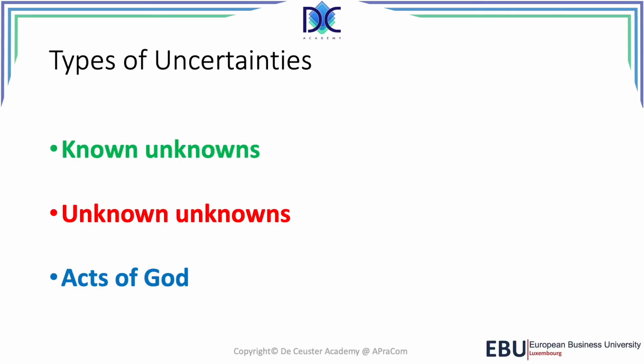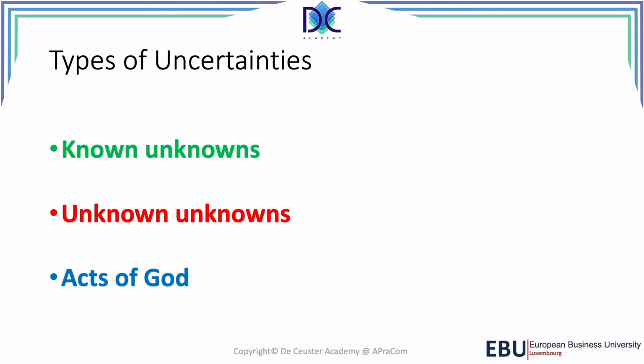Now when we look at uncertainties, we have what we call known unknowns. Known unknowns are things that can happen, and we know that something can happen. For example, when you're flying with an airplane, we know that the engine can stop working. We know these things. From experience, we know that certain things can happen.